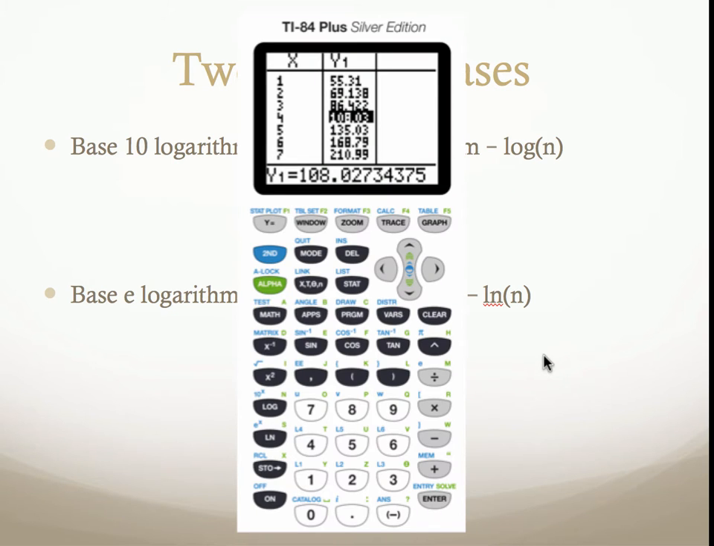On our calculator, the common log and the natural log have a special button. They're the only type of logarithms that we can calculate using these buttons. So my log key is my common log or base 10 log. My natural log is my base e logarithm.